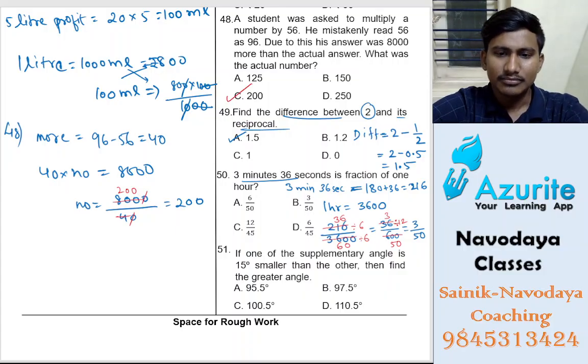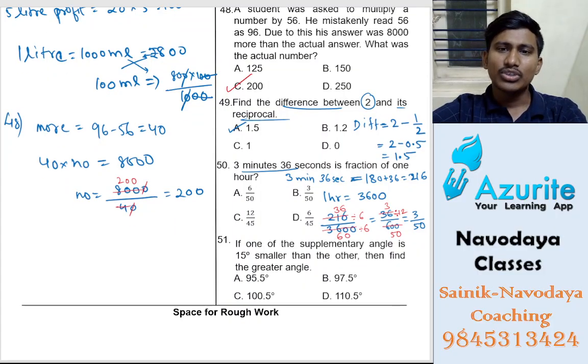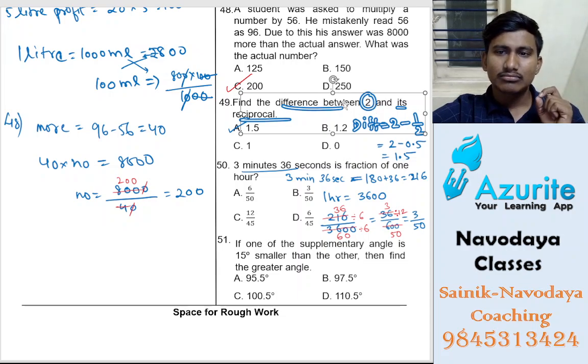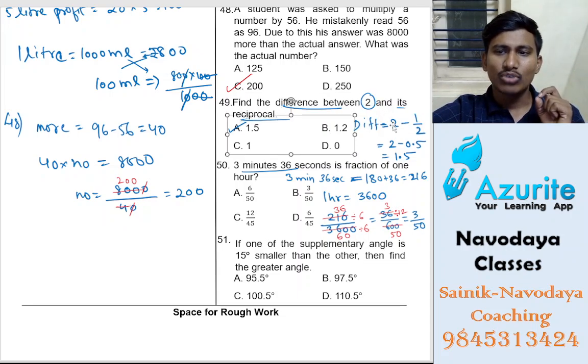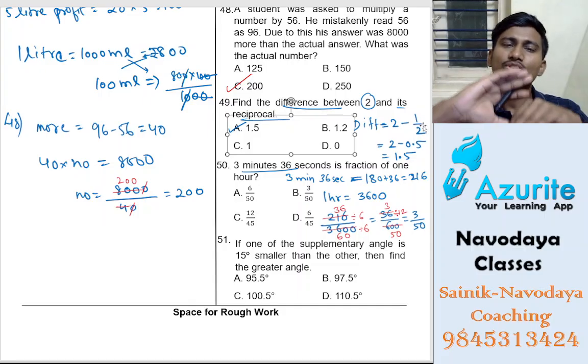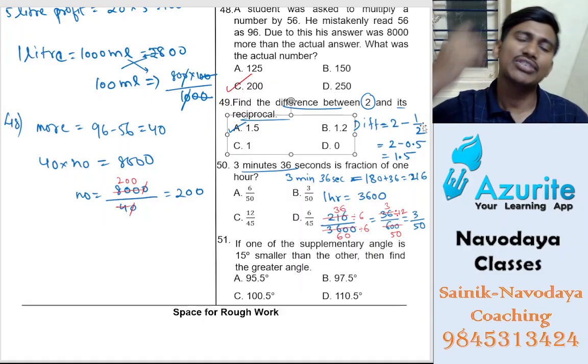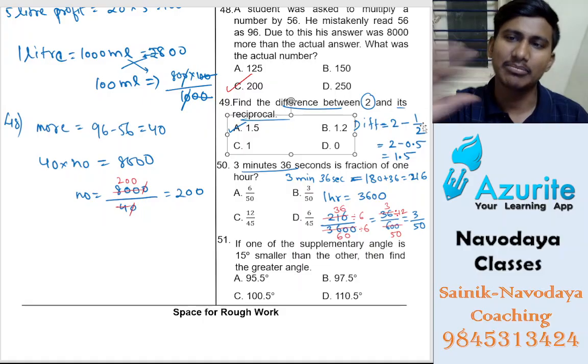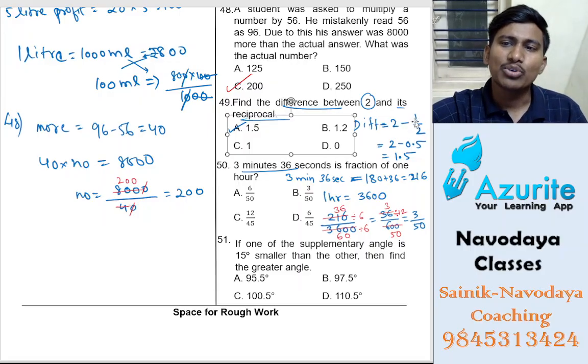Okay, so see students, question 49 is also easy. That is, find the difference between 2 and its reciprocal. Difference means we have to subtract. So 2 minus its reciprocal. The reciprocal will be 1 by 2, and we know we have to write it in division form. That is 1 divided by 2. So the reciprocal will be 1 by 2.